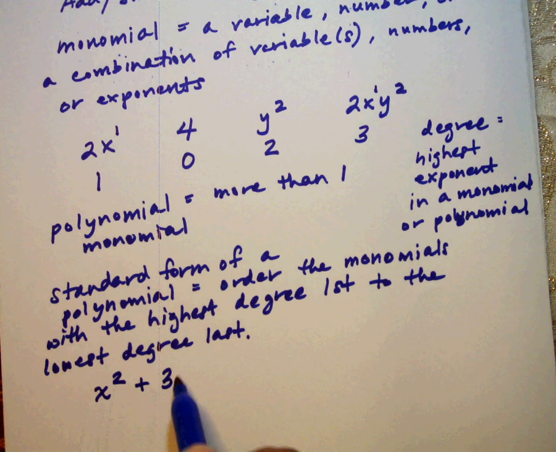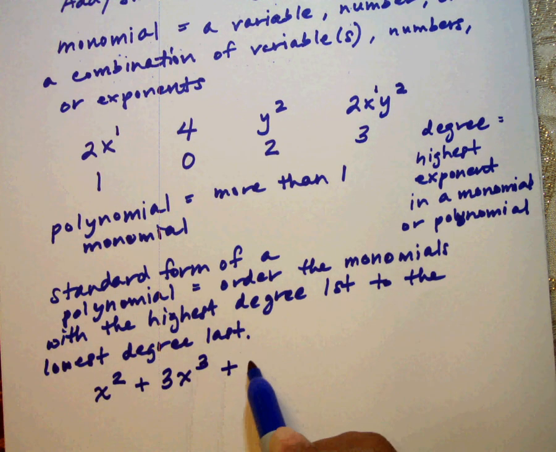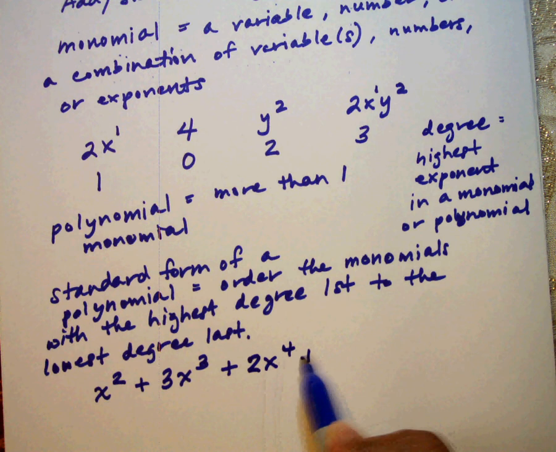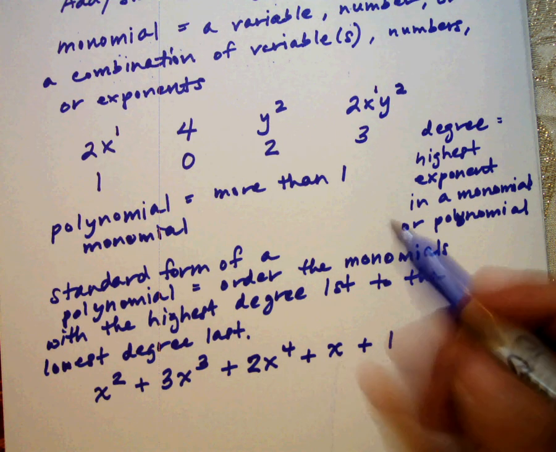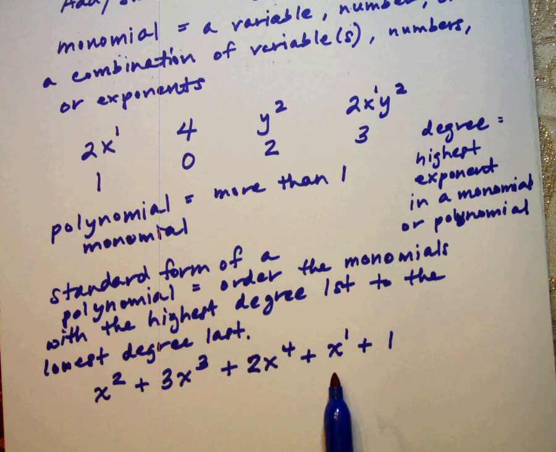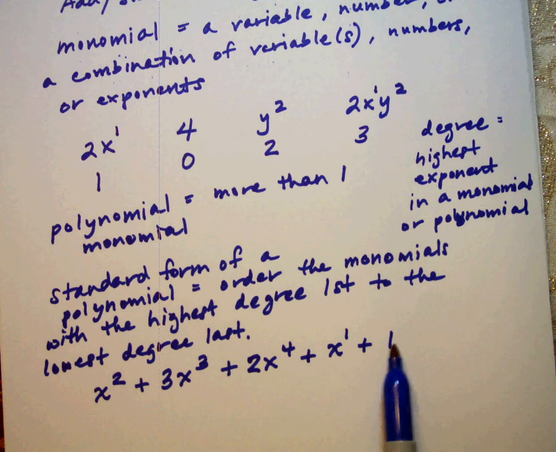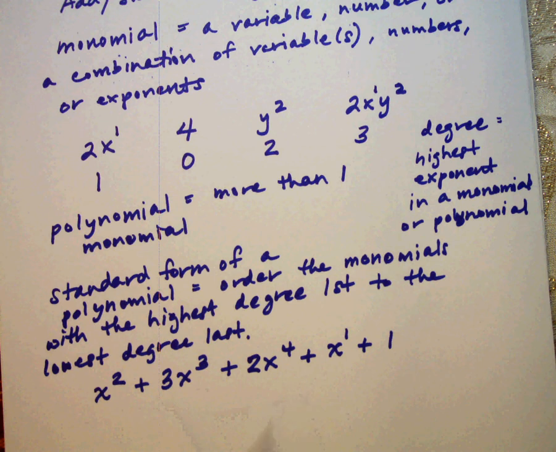If I have x squared plus 3x to the third power plus 2x to the 4 plus x plus 1. Well, I notice here that the exponents, or the degrees of each of these: this is in the second, so this is a degree of 2. This exponent here is 3, so the degree is 3. The exponent of this is 4, so the degree is 4. The exponent of this is an imaginary 1, so the degree is 1. And then this degree here is 0 because it doesn't have a variable.